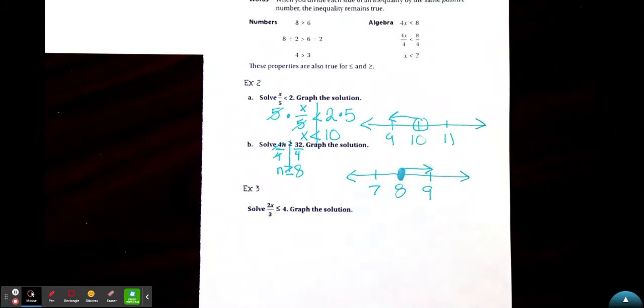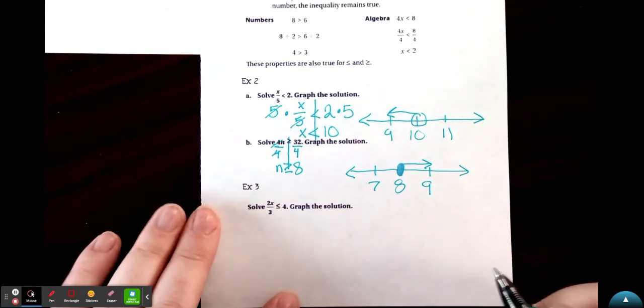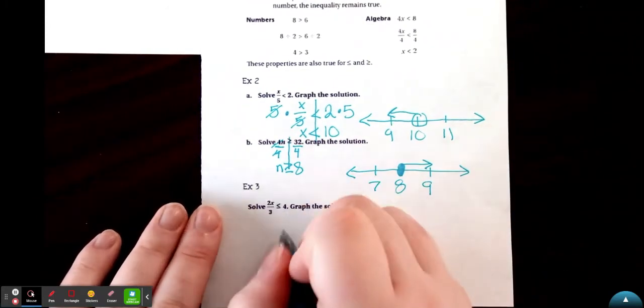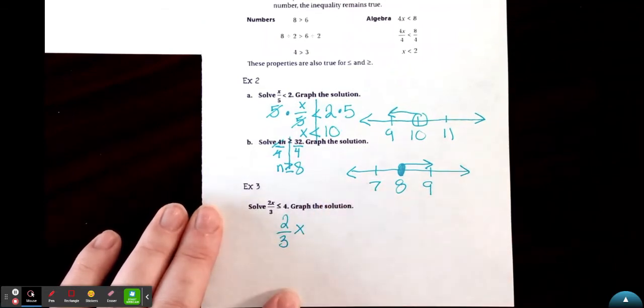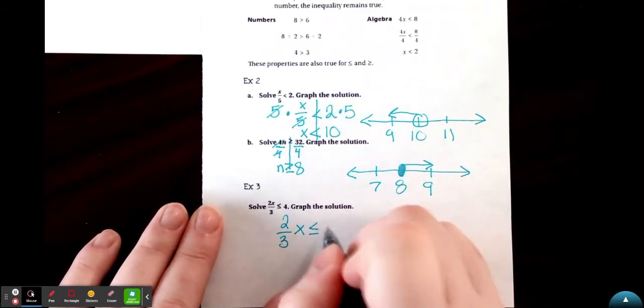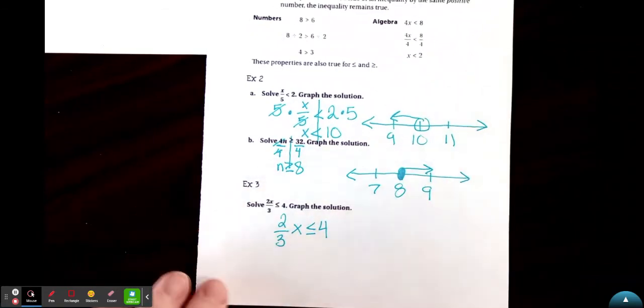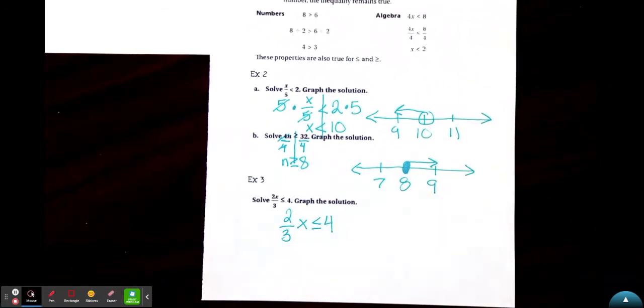All right, this last one's a little bit tricky. So I'm going to rewrite this problem as 2/3 x. That's the exact same thing that's printed here. The only difference is I pulled the x out in front, is less than or equal to 4. So this one, right now it's 2/3 times x. So what would we do to get rid of that 2/3? Divide by 2/3. And when we divide by a fraction, what do we do? Make it into a whole number. It's 3 letters. Keep, change, flip.